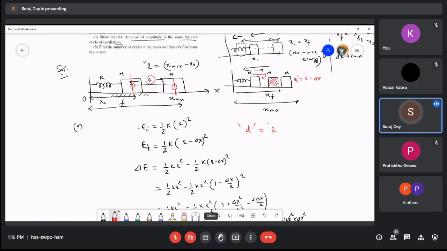Then the block will go further and it will get compressed up to a further distance L. Then the block again comes from the compressed point to the equilibrium point, and from the equilibrium point it goes back to the initial point. So this is further 2 more L's. Now this is approximately true.